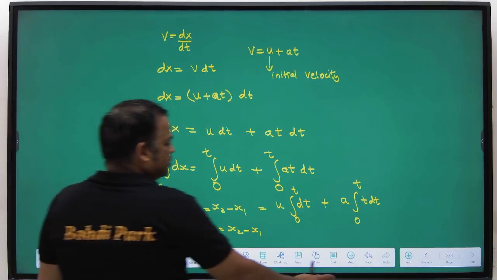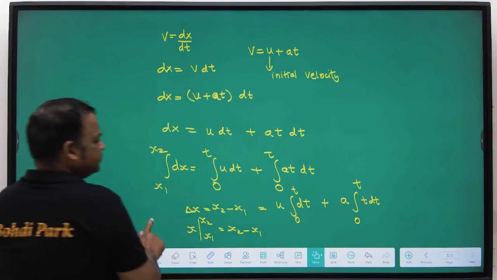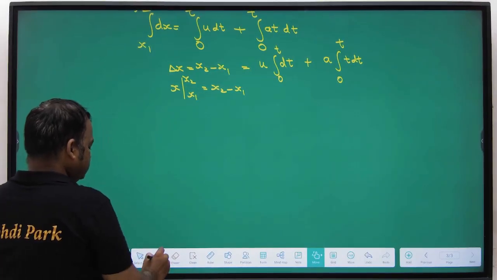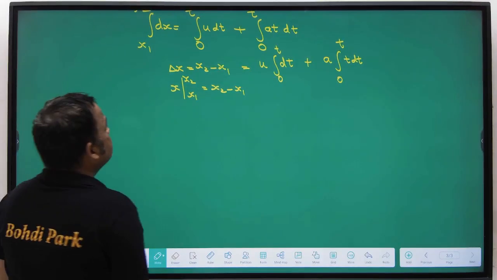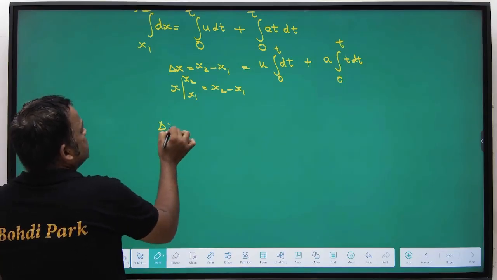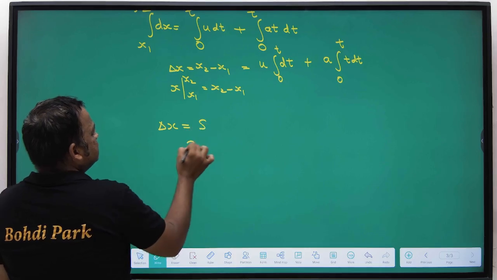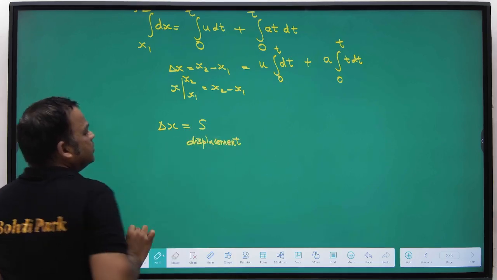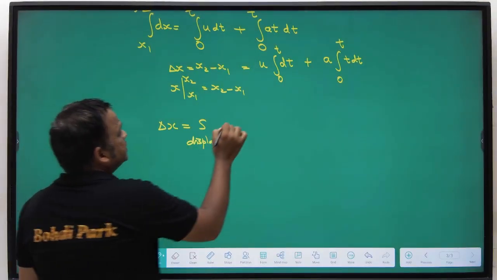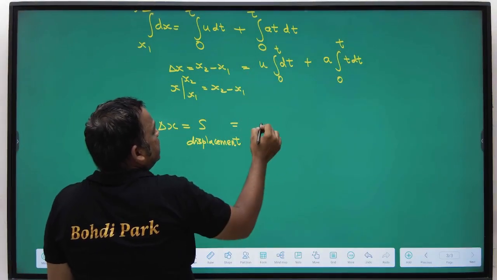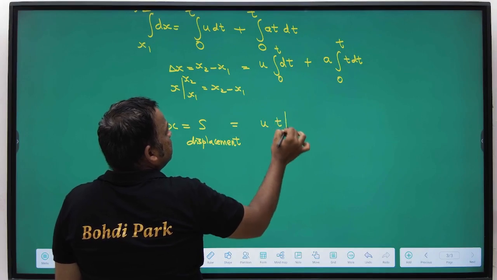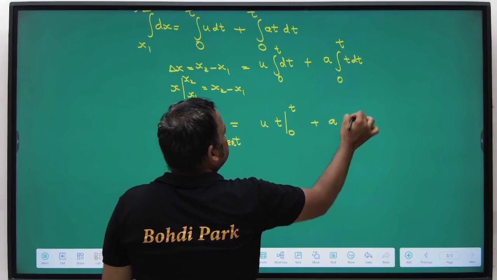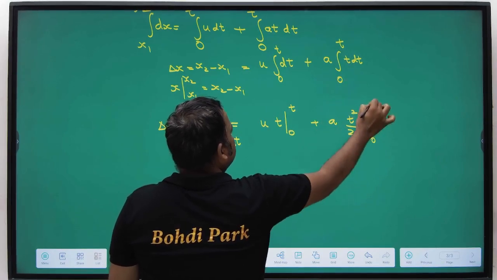Now let's solve this. So we have delta x, which is s. This is denoted for displacement. So displacement is equal to integration of u dt, which is ut from limits 0 to t, plus integration of at dt, which will be t square by 2 with limits 0 to t.